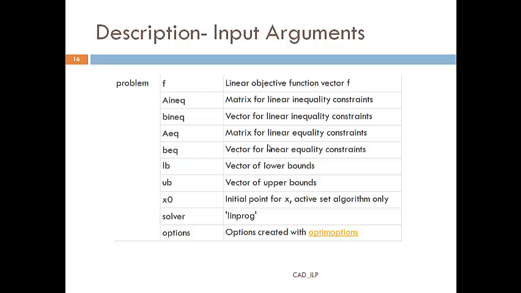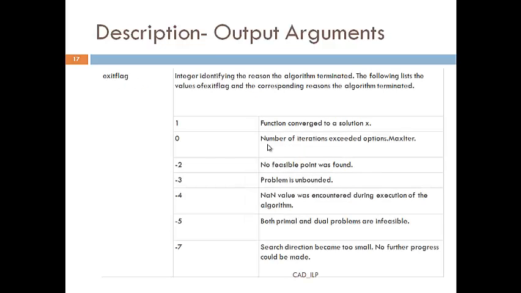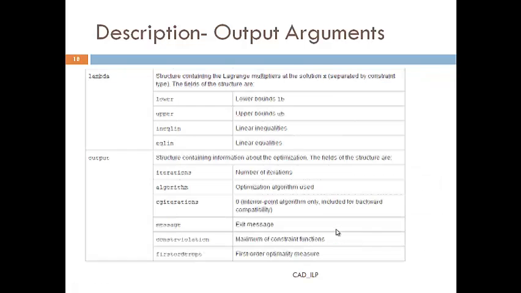Now these are the specifications. This exit flag tells whether your program or code actually identifies the optimum value. If not, the error value will be one of these, so that you can debug it.